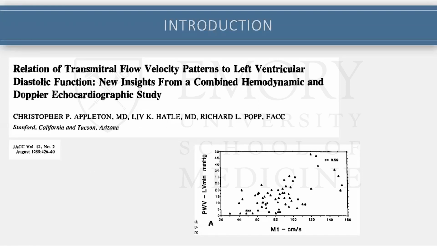The reason I wanted to show this is this was 1988, towards the beginning of correlating echo findings with invasive measurements of filling pressures. And I think this was the beginning of a huge field in echo research, where people started saying, let's figure out how reliable these echo measurements are. The M1 that you see on the x-axis here correlates to the E velocity. So this is correlating E velocity with wedge minus LV minimum pressure. And we'll talk more about other papers that have taken this approach as well.